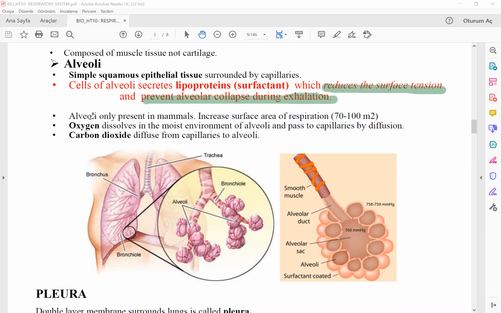Alveoli are only present in mammals. The presence of alveoli is specific to mammals, and it increases the surface area of respiration. Oxygen dissolves in the moist environment of the alveoli and passes to the capillaries by diffusion, of course, simple diffusion, and carbon dioxide diffuses from the capillaries to the alveoli, again by simple diffusion.